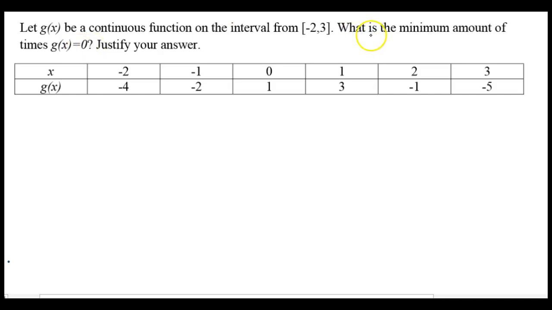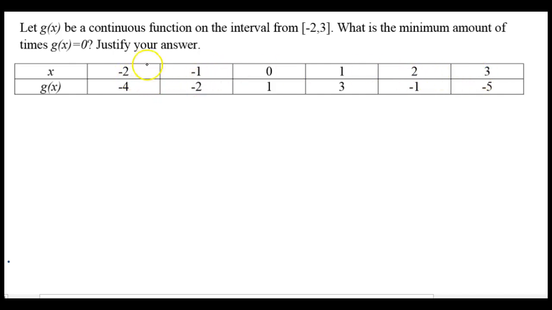What is the minimum number of times g of x has to equal 0? If I look at this table, I range in x values from -2 to 3, so I know I'm continuous across that span of all x values, and here are all my outputs.